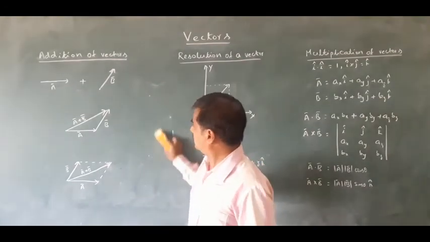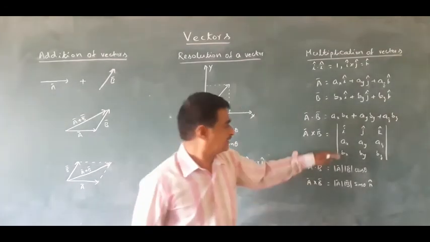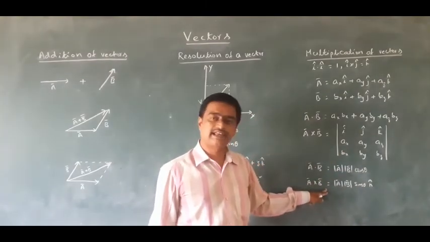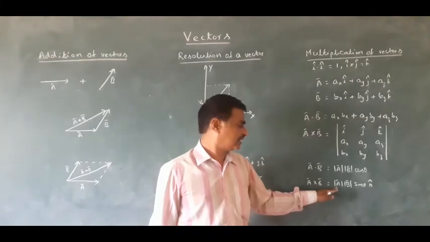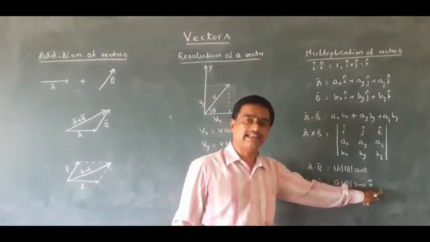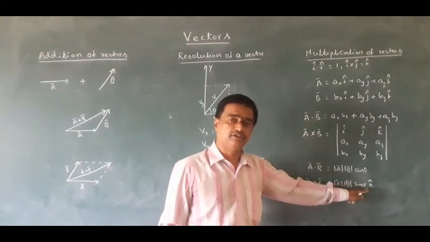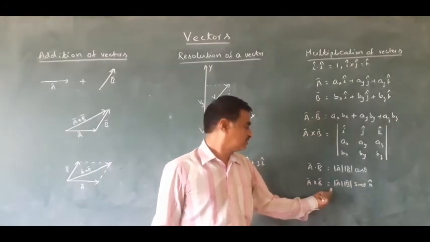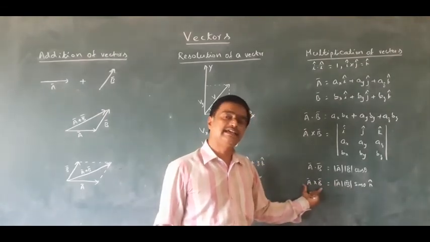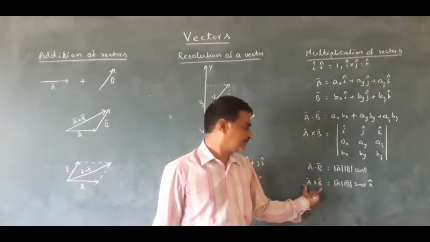In one case, we get a scalar product. In the second case, we get a vector product. This is called the vector product. We get a vector, where n cap is a unit vector along a direction perpendicular to the plane containing a bar and b bar.